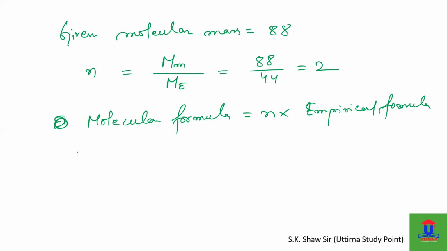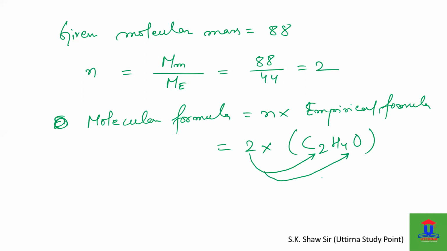Okay, so molecular formula is equal to 2 into empirical formula, which is C2H4O. This 2 is multiplied in the number of atoms. Okay, don't multiply in front of this. This is an important thing: this N is not multiplied in front, it is multiplied in the atoms. Okay? So it is C4H8O2. So this is the molecular formula of the compound.